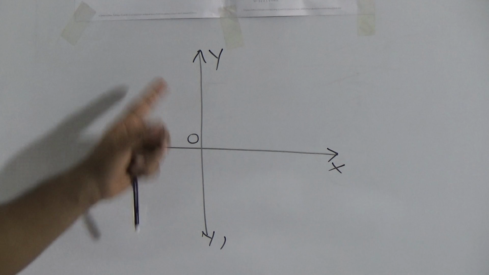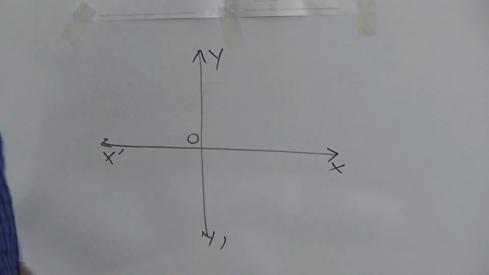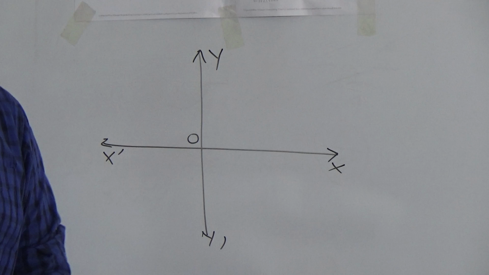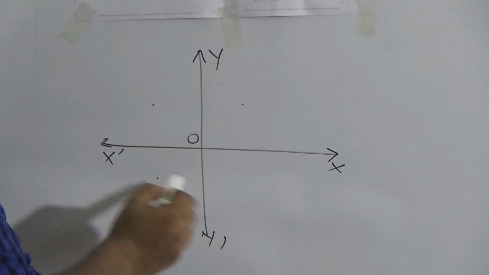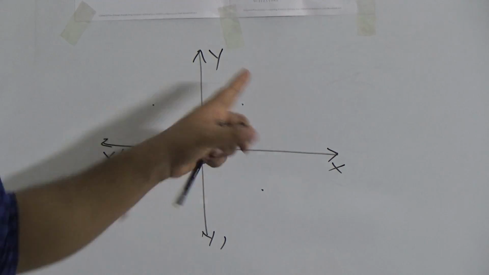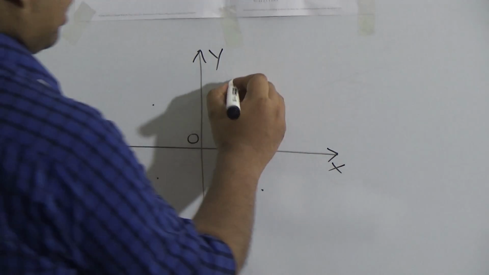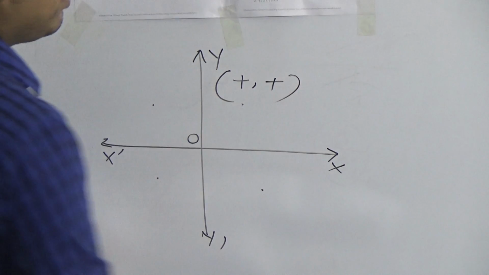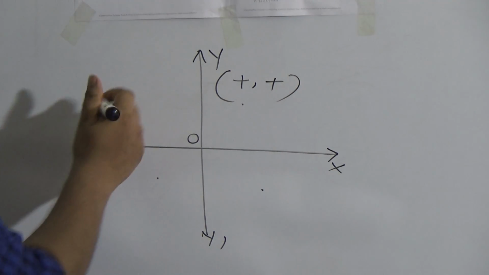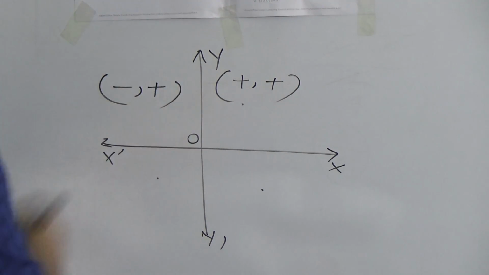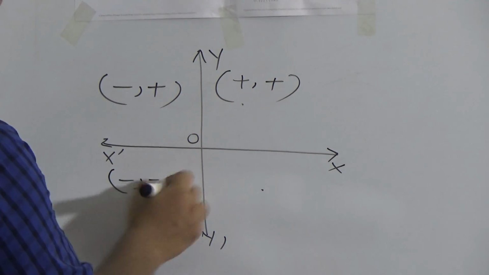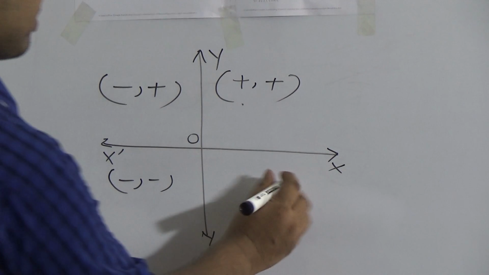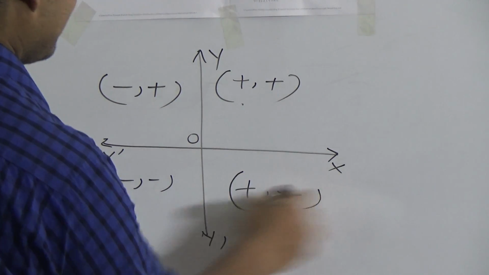My dear student, these two intersecting straight lines create 4 quadrants. This is the first quadrant, second quadrant, third quadrant and fourth quadrant. In this quadrant, plus and plus values will be placed. In this quadrant, minus and plus values will be set. In this quadrant, minus and minus values will be set. In this quadrant, plus and minus values will be set.